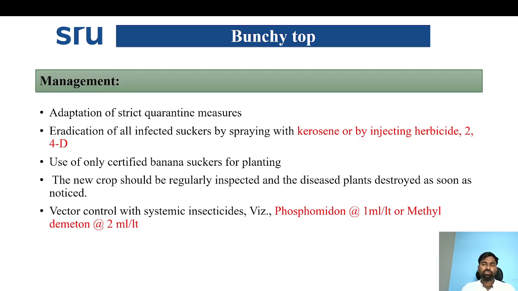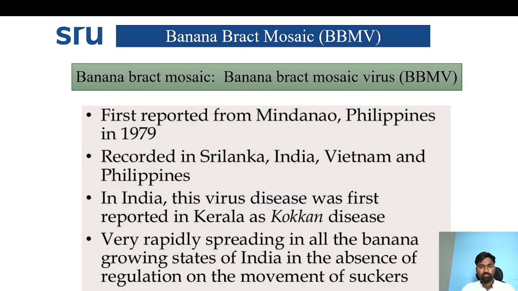Coming to management of bunchy top disease in banana, adopt strict quarantine measures, and eradicate all infected suckers by spraying with kerosene or by injecting a herbicide like 2,4-D. Use only certified banana suckers for planting. The new crop should be regularly inspected and diseased plants destroyed as soon as noticed. Control the vector with a systemic insecticide like phosphamidon, methyl demeton or any other systemic insecticide to control the banana black aphid. Coming to another important viral disease, which is banana bract mosaic disease.